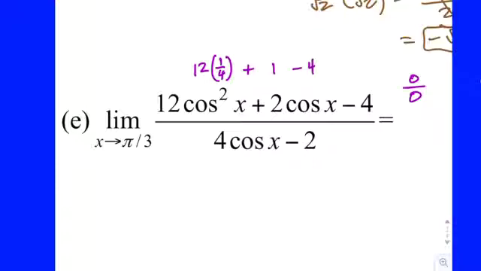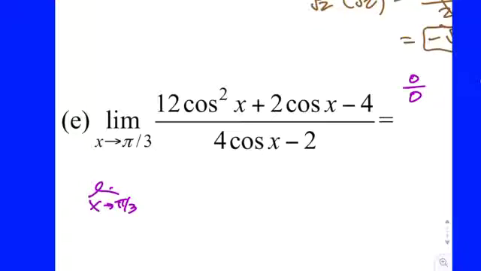Now notice we're approaching pi thirds, not 0. So we're probably not going to be using our identities that we memorized. So we have to have some other method. Anybody have an idea? Yeah, very good. Factoring. And first thing I noticed, just to kind of help myself, prime my pump a little bit, I noticed I could factor out a 2.